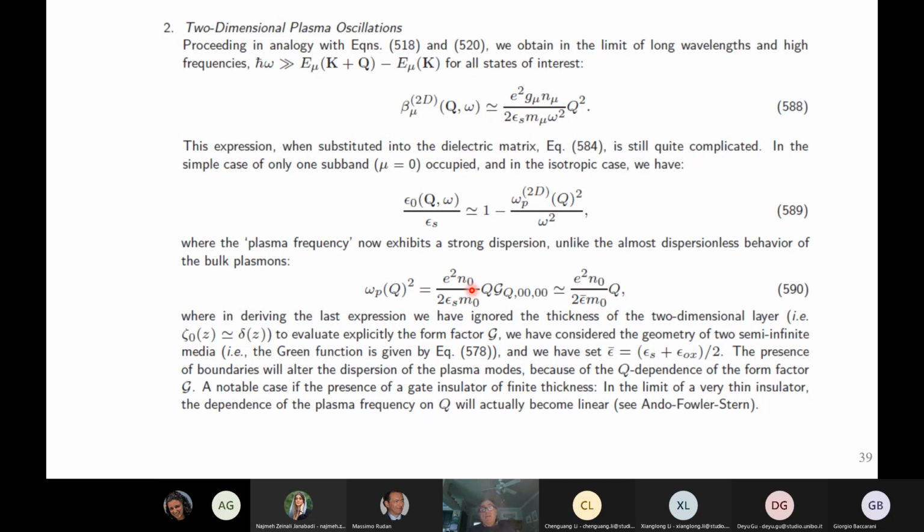But you see that the plasma frequency now goes to 0 as Q goes to 0, again because of the dimensionality of the system. And if you're close to the interface, things may change yet. You may actually go from a square root dependence on Q that you get from here to a linear dependence on Q because of the interaction of the plasma with its own image in a dielectric, which is nearby. So again, I'm not going to ask you in exams any of these things, but in 2 dimensions, there are some interesting differences with respect to what you have in bulk.